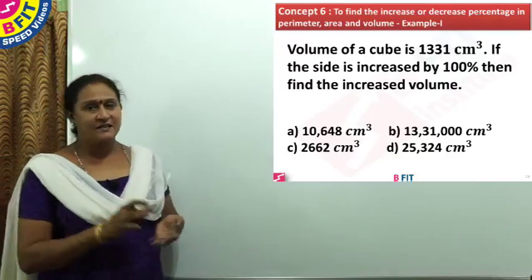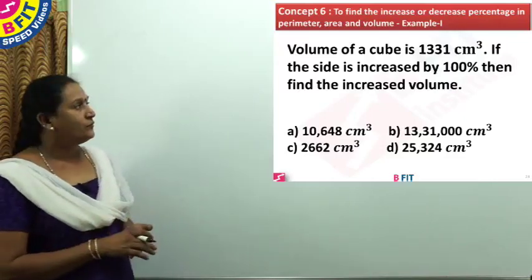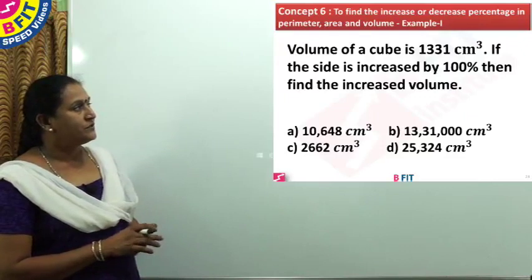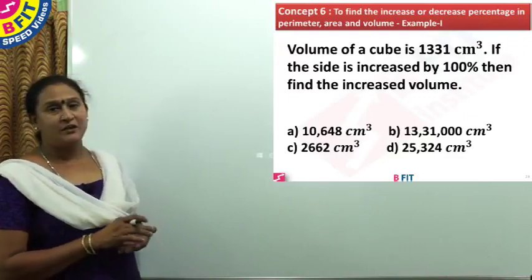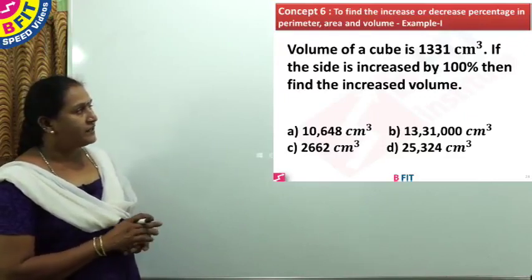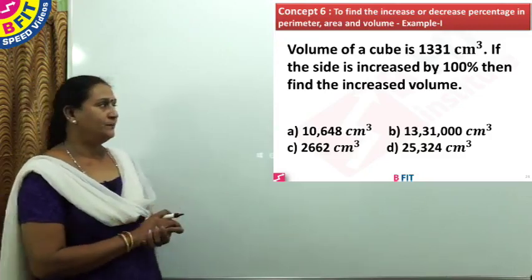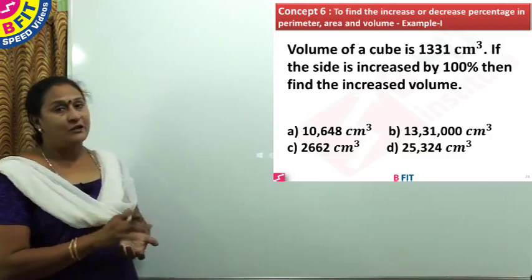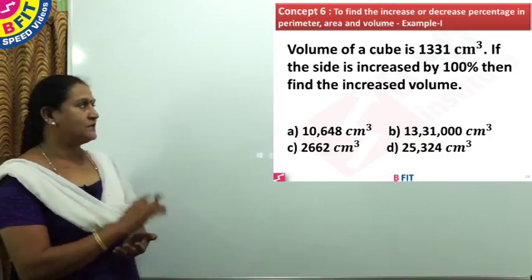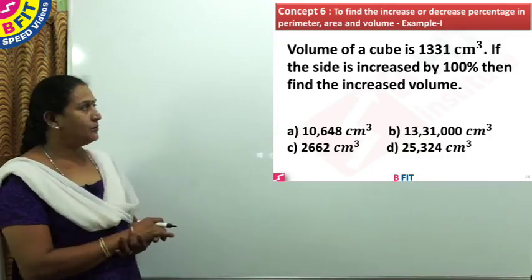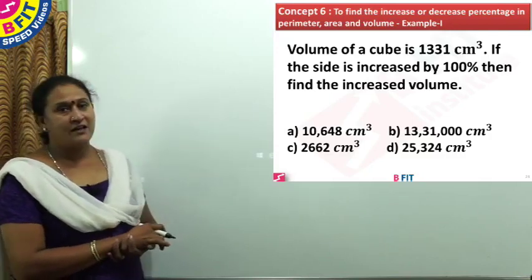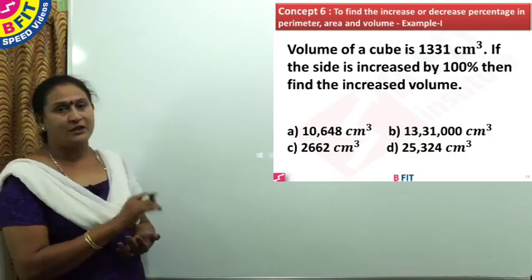So we'll see the first example. The question is, the volume of a cube is 1331 centimeter cube. If its side is increased by 100%, then find the increased volume. So in this question, the increased volume is asked. So what is the original volume? It is given as 1331 centimeter cube.